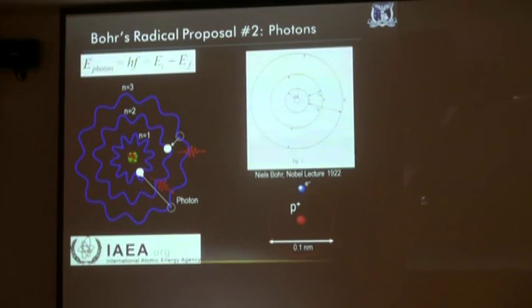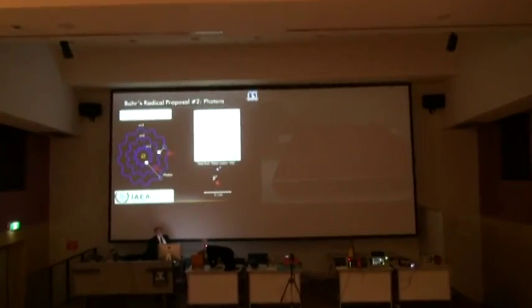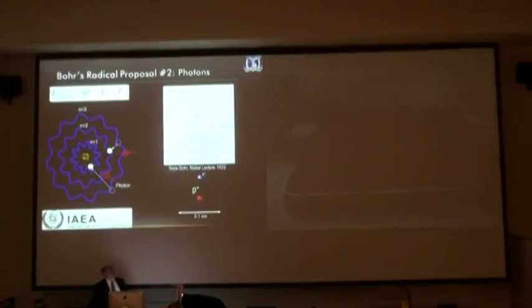Furthermore, Bohr said, well, what happens now if there's more than one stationary state? So basically, here's the situation. I can flip my nuclear model over, and we can reuse it for this.